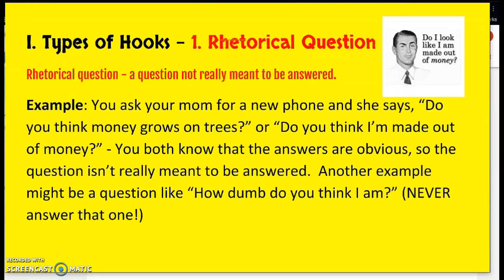So for rhetorical questions, there are questions that are not really meant to be answered. So for example, let's say you ask your mom for a new phone and she says, do you think money grows on trees? Or do you think I'm made out of money? You both know that the answers are obvious, so the question isn't really meant to be answered. Another example might be a question like, how dumb do you think I am?